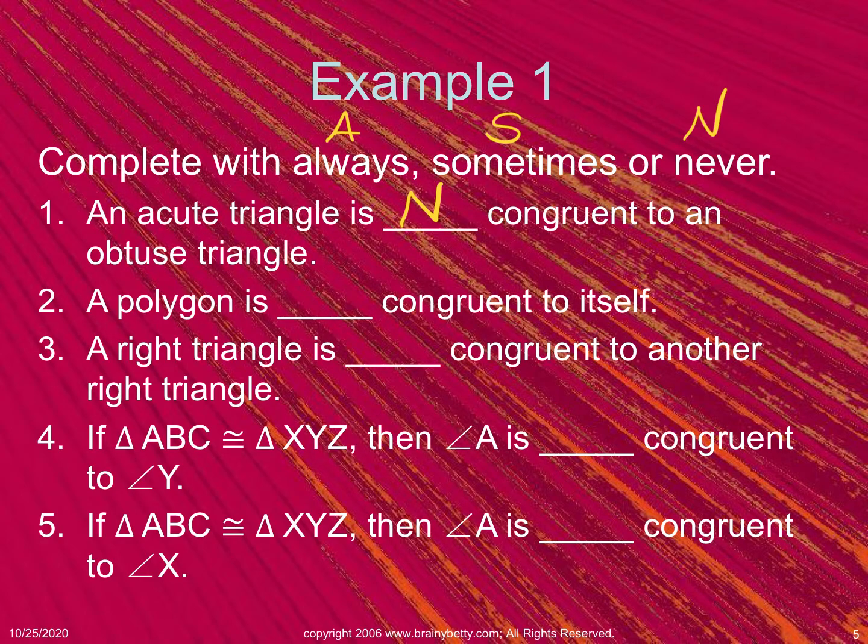The next one, a polygon is sometimes, always, or never congruent to itself. What do you think?